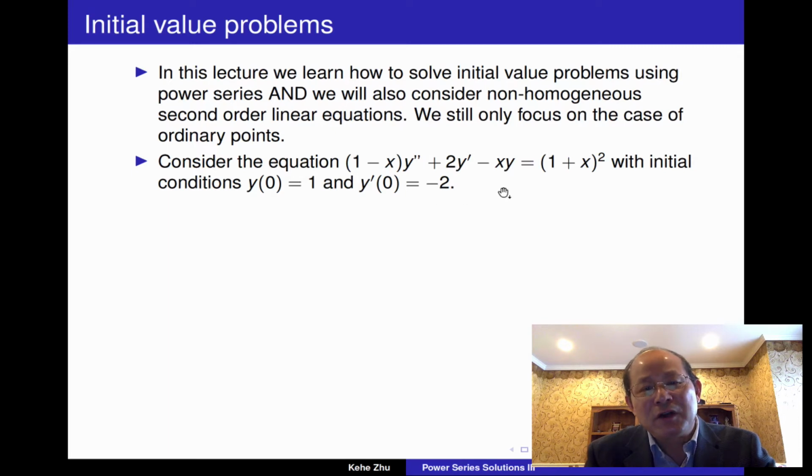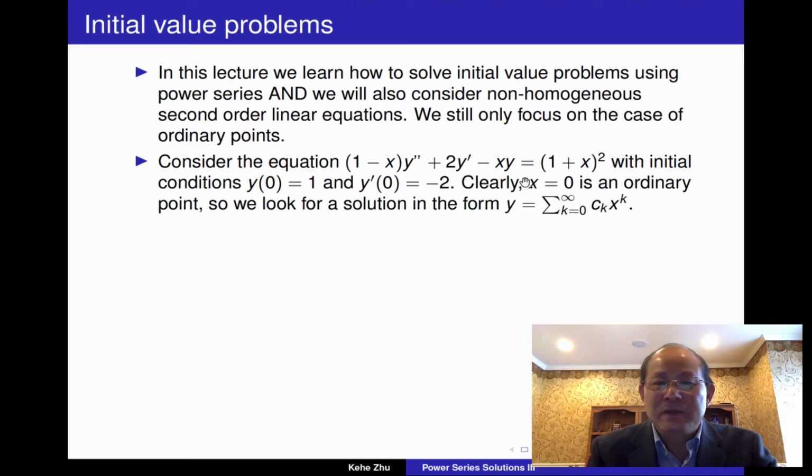Note that when you solve equations using power series method, you do not have to normalize the equation. So you work with this equation directly. Okay. So since x equal to 0 is an ordinary point, we can look for a solution in the form of y equal to the summation of c_k x^k, a power series solution.